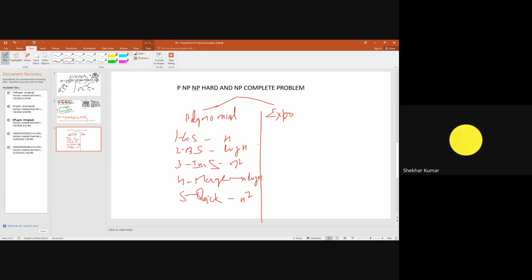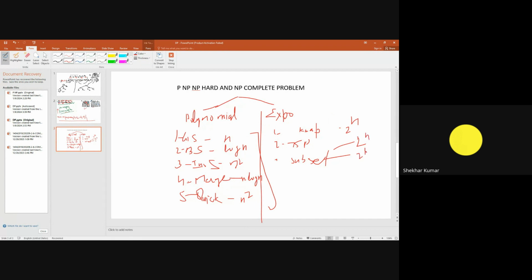Okay. Exponential time algorithms we have already discussed. For example, your knapsack problems, your traveling salesman problems, or your sum of subset problems. These are some problems which cannot execute in linear time or polynomial time. Actually, it takes 2 to the power n time for execution.